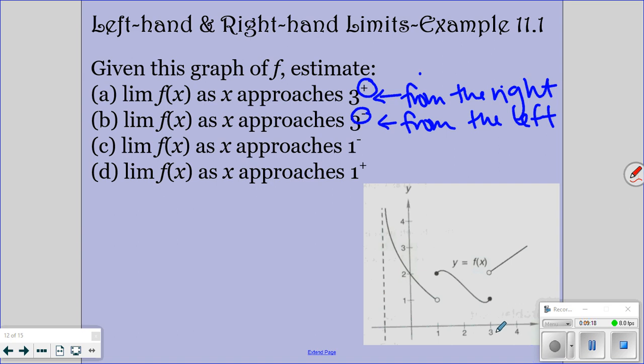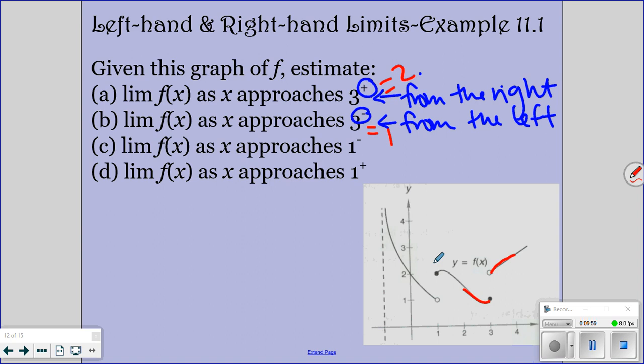So let's look. Here's 3. The first one says approach 3 from the right. So start on the right side and approach it, approach it, approach it. What are you getting close to when you get to 3? The y value you're getting close to is 2. So the limit as you approach from the right is 2. Now we're going to approach from the left. If you come on the left side of your function and you approach this way, what value are we getting closer and closer to? We are approaching this point here, which is 1. So that one is a 1.